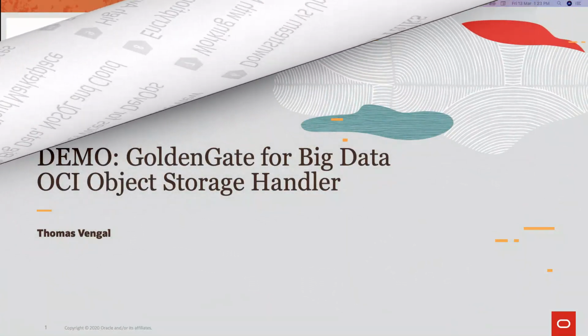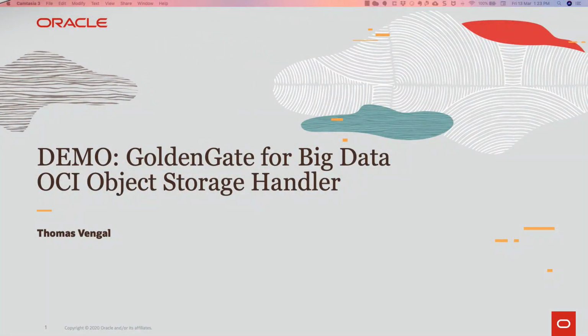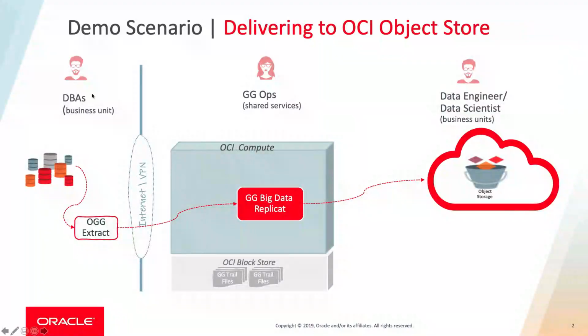Hello, my name is Thomas Wengel, and I'm going to demo you the features of Oracle GoldenGate for Big Data. Especially in this demo, I'm going to cover the OCI Object Storage handler target. So here is a demo scenario. I'm going to run GoldenGate for Big Data Replicat on an OCI compute node, which is provisioned from the OCI Marketplace, and I'll write the data that is stored in a local trail file into OCI Object Storage.